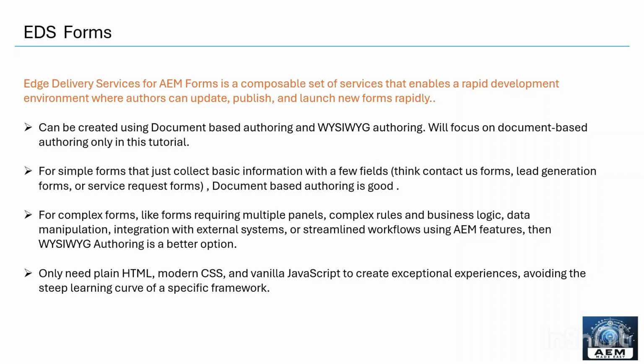Suppose we have to create a very simple form that collects basic information with a few fields, for example, contact us forms, lead generation forms, or service request forms. You can also add some dynamic behavior in your form, like hiding or showing a field based on the selection of some other field, or doing dynamic calculation, like updating a particular field value based on two other fields' values. Those kinds of things are possible, but basically document-based authoring is for creating simple forms.